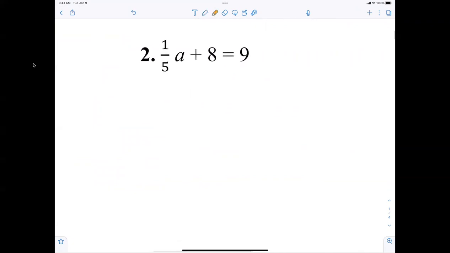Right now I have a +8. That's the addition. Then I have the 1/5 A. That is the multiplication. So I'm getting rid of the +8 first. And to get rid of a +8, I have to do what? It's just -8, -8. Then I draw my line underneath it.